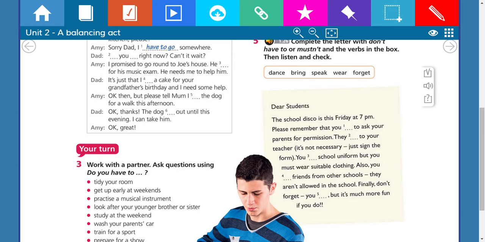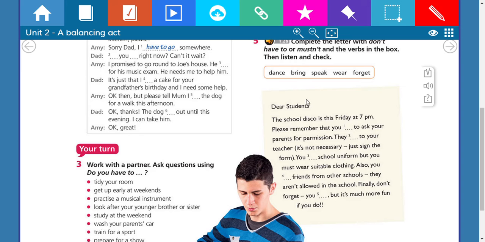Dear students, the school disco is this Friday at 7 p.m. Please remember that you mustn't forget to ask your parents for permission. You don't have to speak to your teacher. It's not necessary. Just sign the form. You don't have to wear school uniform, but you must wear suitable clothing. Also, you mustn't bring friends from other schools. They aren't allowed in the school. Finally, don't forget, you don't have to dance, but it's much more fun if you do.